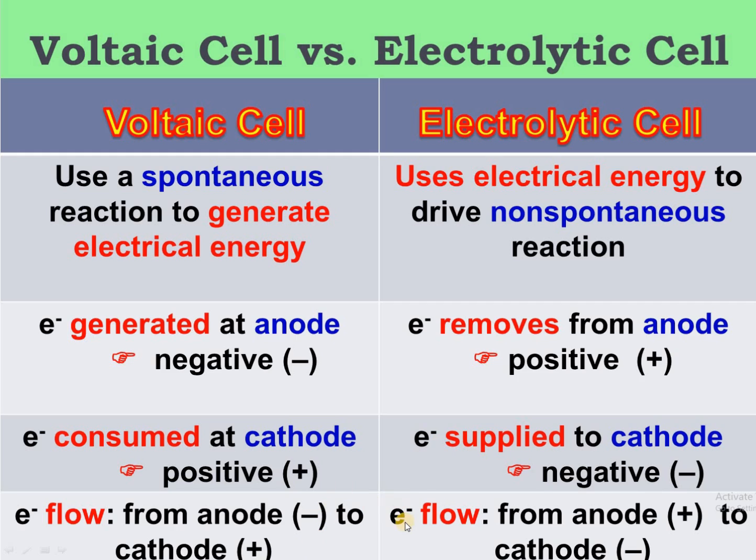In both voltaic cell and electrolytic cell, electrons flow from the anode to the cathode, but the signs are different. In a voltaic cell, electrons flow from the anode, negative, to the cathode, positive, and in an electrolytic cell, electrons flow from the anode, positive, to the cathode, negative.